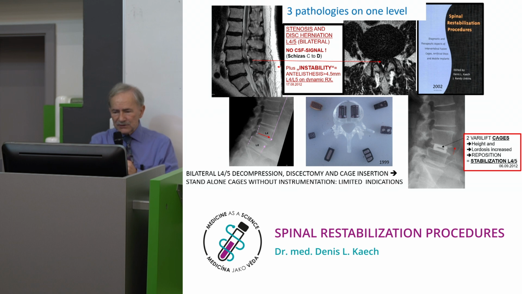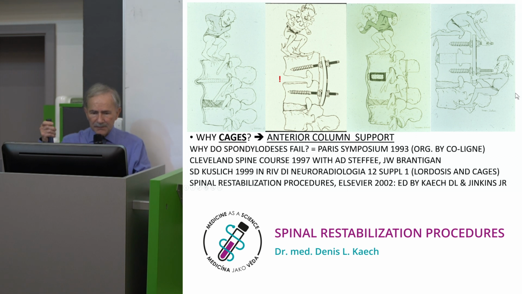And then you can choose. There were many types of cages, 1999, when we wrote this first monograph, to stabilize the spine, the anterior column. And here we put this Varilift cage. It is one which you can screw and augment the lordotic effect of this Varilift cage. And so with 2 Varilift cages, we could restore disc height and restore lordosis. And this is the book 2002 with Randy Jenkins as co-editor.